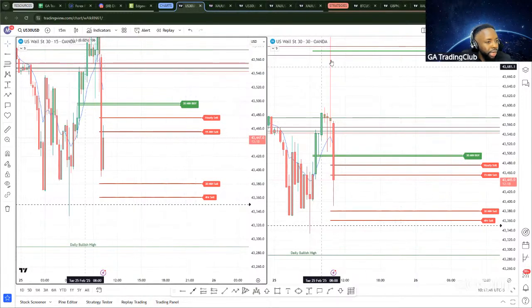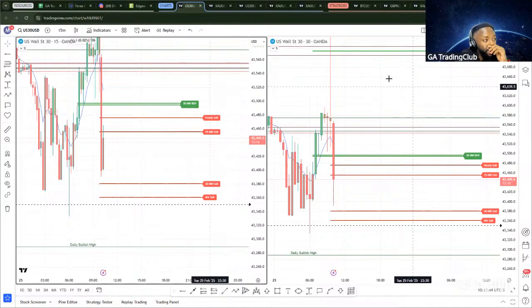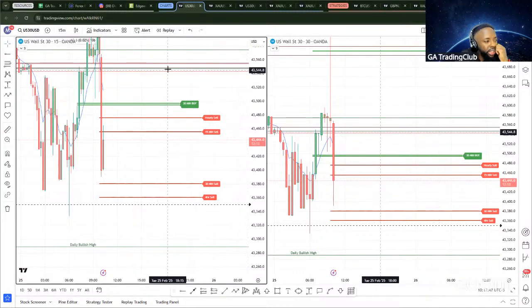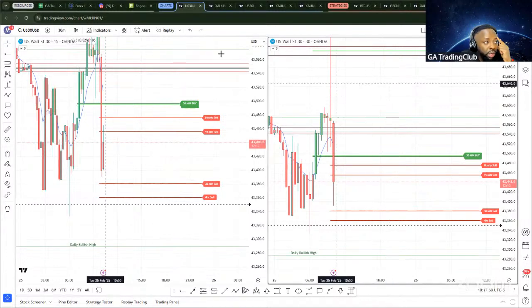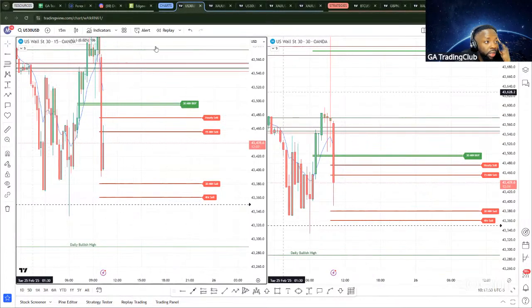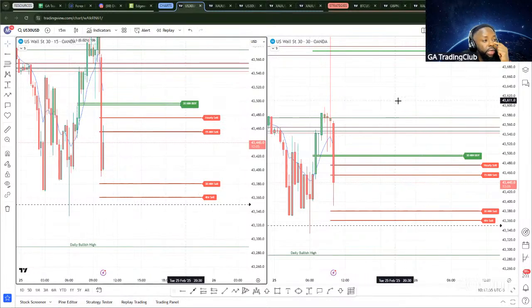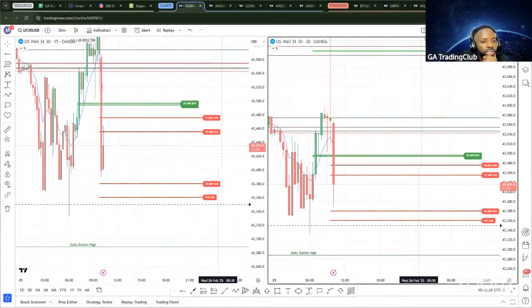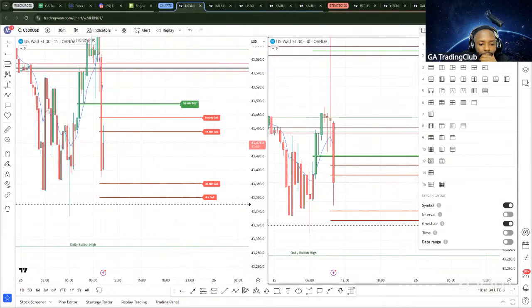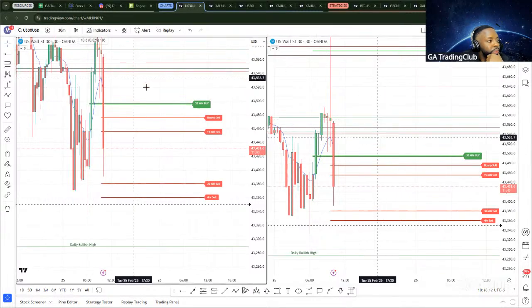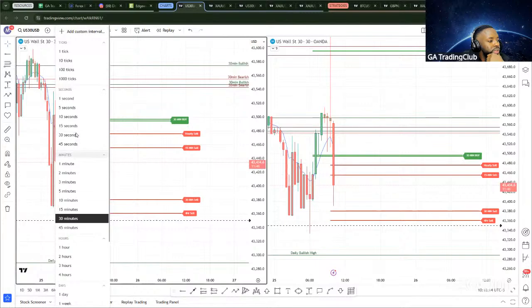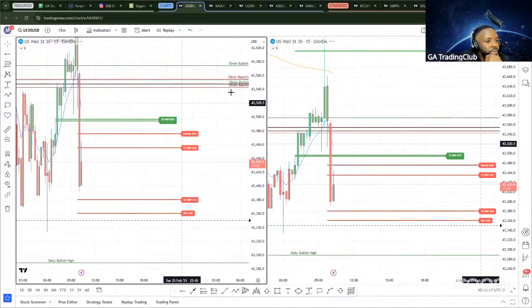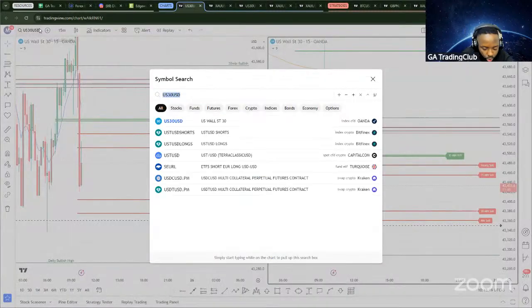And then what I'll end up doing here is changing these charts to have US 30 and gold on. So instead of having US 30 here on the 15-minute and US 30 here on the 30-minute to my right, what I'll do is change this to the 15-minute and then change this to gold.